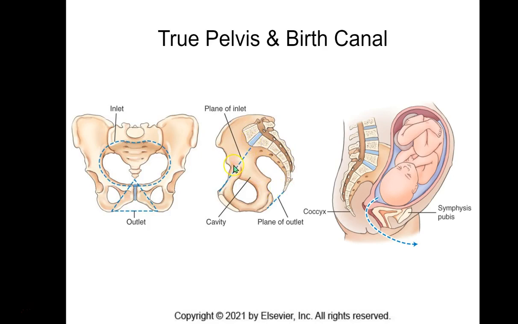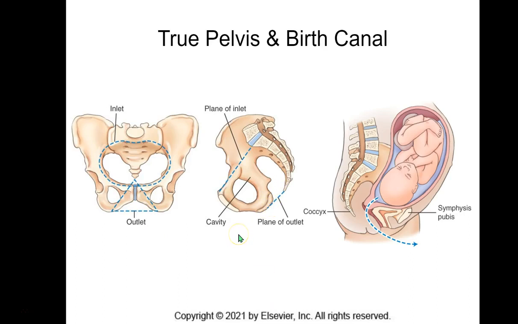So that's the inlet. The outlet is made by the two ischial tuberosities and the tip of the coccyx. Okay, so if you were to draw a line between the ischial tuberosities and then from each ischial tuberosity draw a line to the coccyx, that forms the outlet. You can also see that line drawn here.